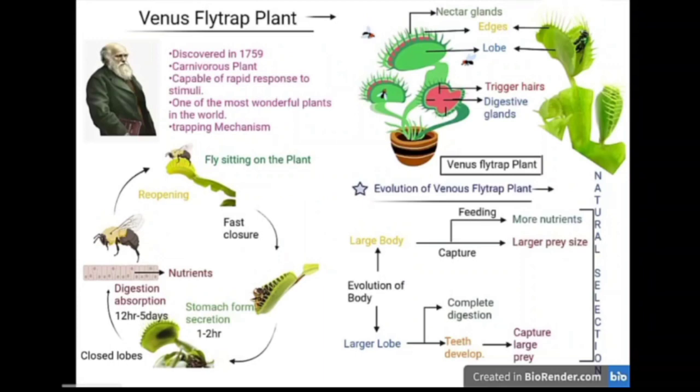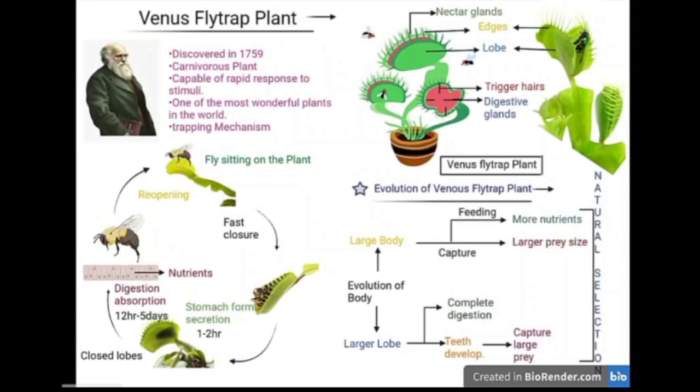What is the problem? The problem is that large insects can more easily escape the sticky mucilage of flypaper traps. So in flypaper traps, there is a small trap mechanism, due to which large insects come out, but small insects remain inside and are caught by these traps, due to which it cannot get proper nutrients from those insects.